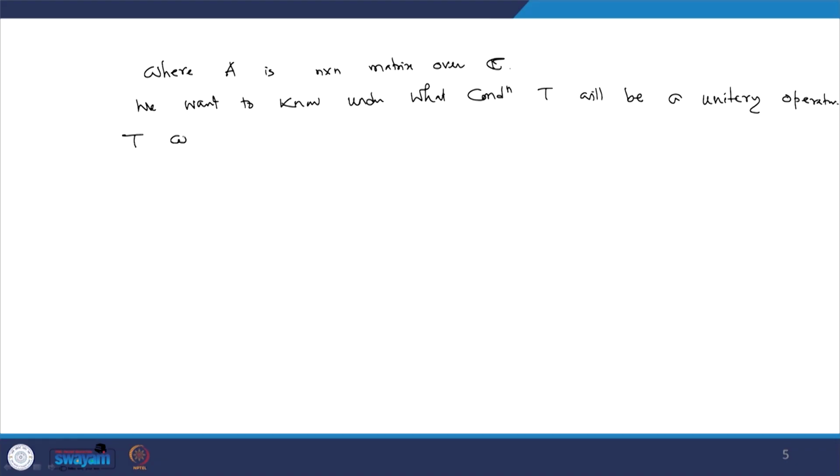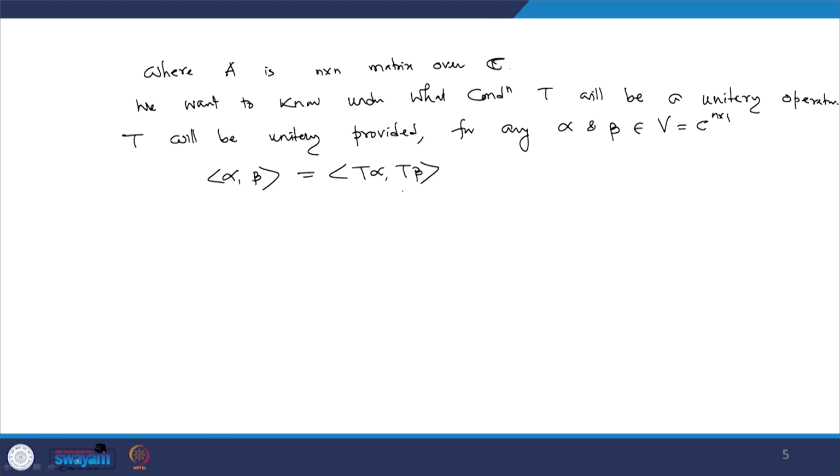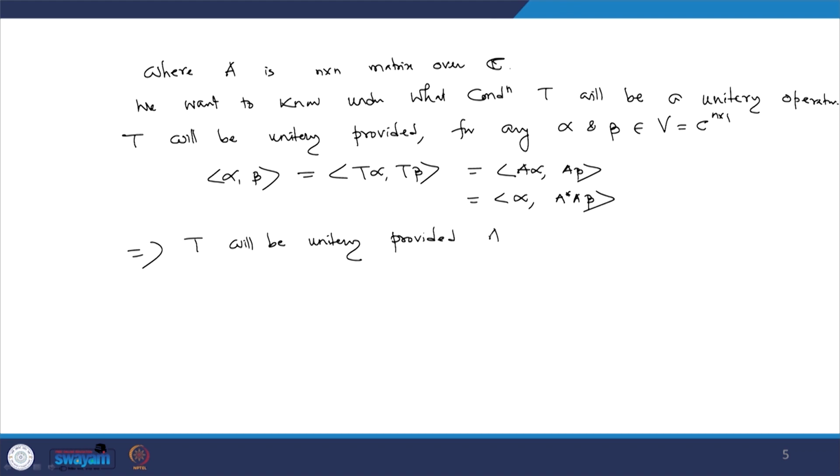Okay. T will be unitary provided for any alpha and beta belongs to V, which is equal to C n cross 1, I will have inner product of alpha, beta must be equal to inner product of T alpha, T beta, but this is equal to inner product A alpha, A beta. So, this means this is equal to inner product of alpha, A star A beta. So, this implies T will be unitary provided A star A equal to identity, A star A equal to identity matrix.